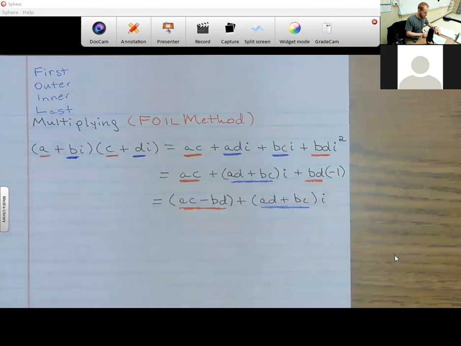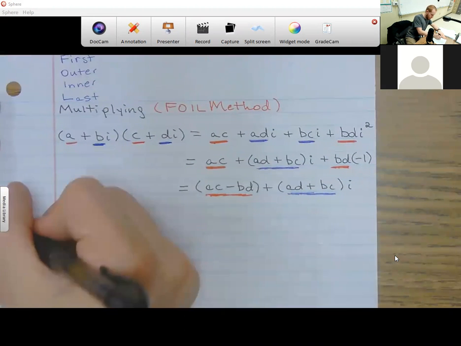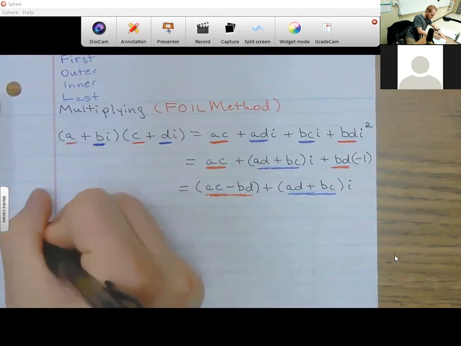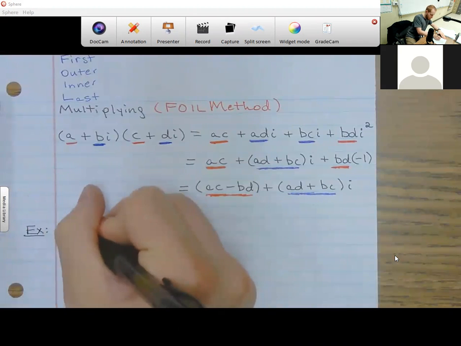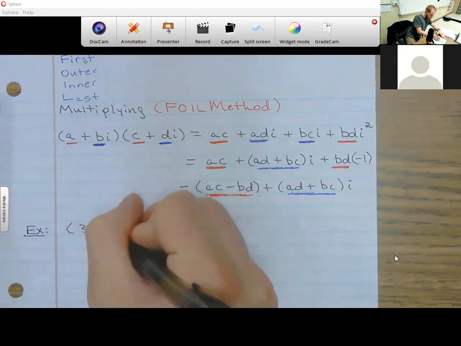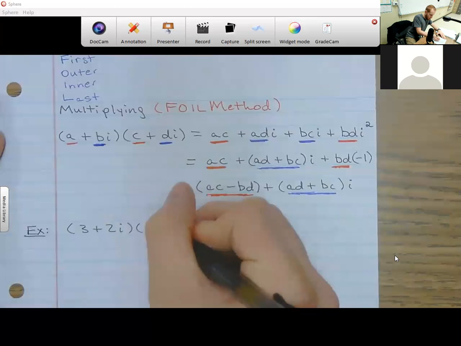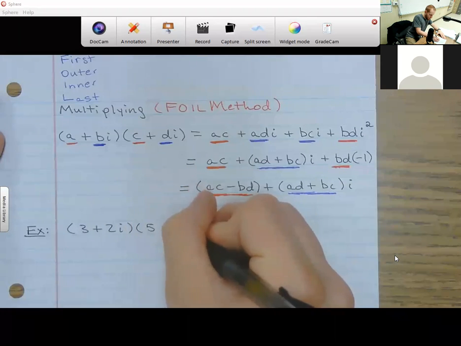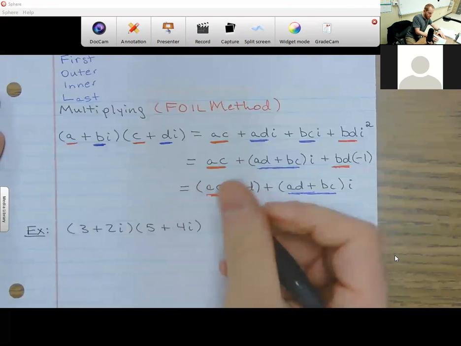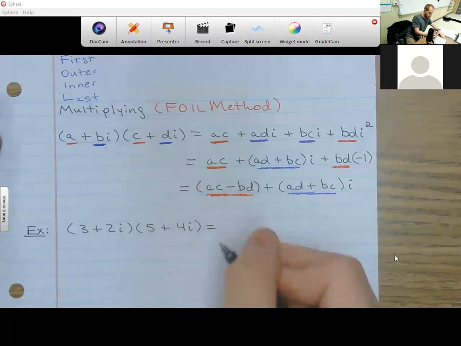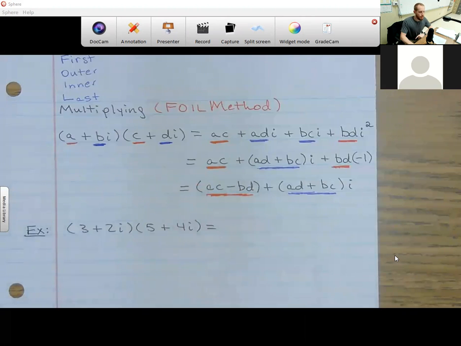We're going to see an example of this. We're going to be doing 3 plus 2i, and then 5 plus 4i. Okay, I'll give you a few seconds to get that copied down, and then we'll try it together.